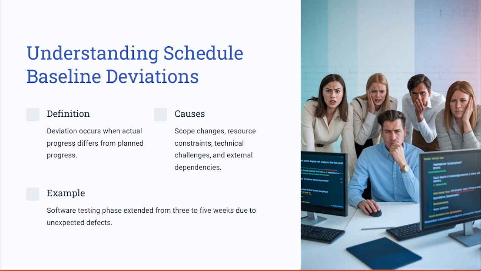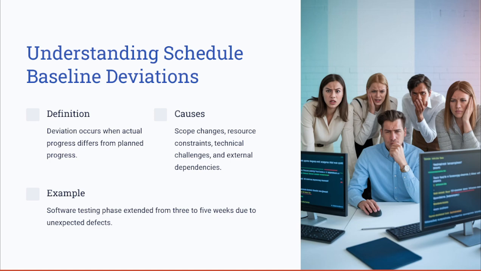First, let's start by understanding the schedule or baseline deviation. Deviation occurs when the actual progress differs from the planned progress. The causes of these deviations may include, let's say, scope changes, like adding new features or requirements without considering the time for these changes to be implemented.